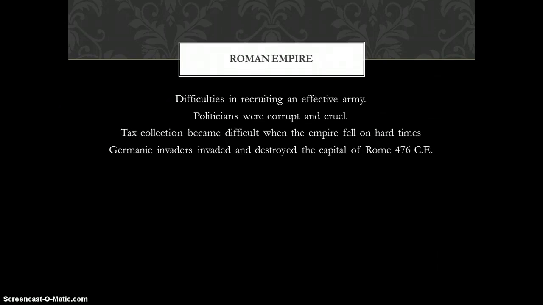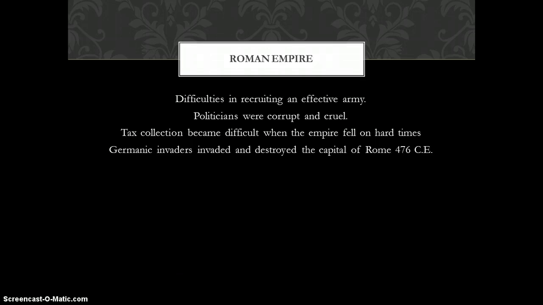There were difficulties in recruiting an effective army. Because Rome was so massive, they needed an army, a very powerful army, to hold off invaders and keep the people in control. And at this time, they couldn't get a good army going and a good powerful momentum that they needed to keep the empire functional. Politicians were corrupt and cruel. They were focused on themselves, not the empire as a whole. They would just not do the right thing for the empire.